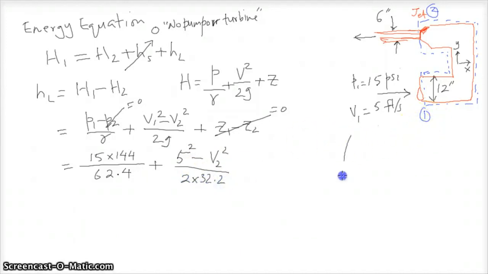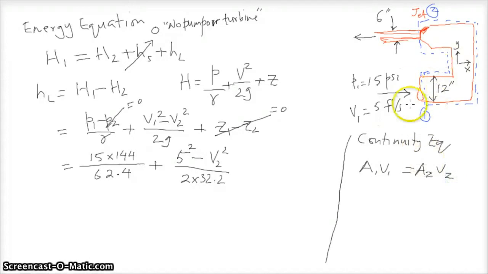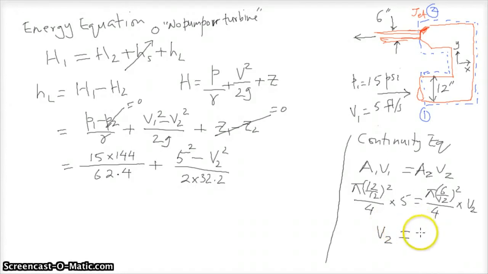Now, to find V2, we can use the continuity equation. We know that A1 V1 should be equal to A2 V2 for the incompressible fluid in this case, and A1 is pi d squared over 4, where d is 1 foot, so (12 over 12) squared divided by 4 times V1, which is 5, must be equal to pi times the outlet diameter squared, (6 over 12 foot) squared divided by 4, times V2. By solving this, you will find that V2 is equal to 20 feet per second.